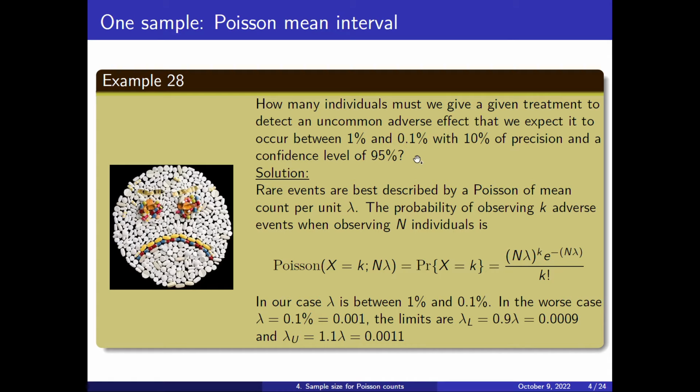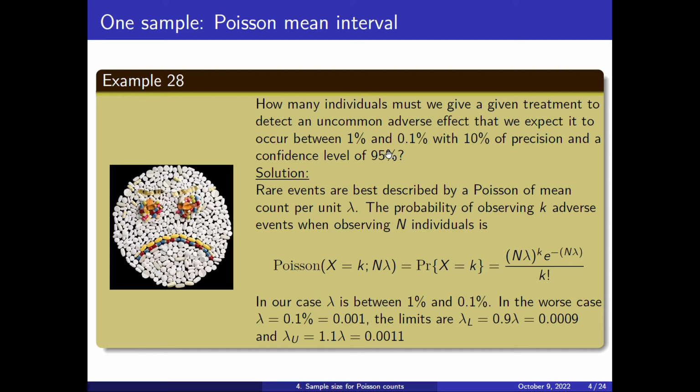And it is a rare effect if it is 1 to 0.1%, or on the contrary, if it is 99 or 99.9%. So in that case, what is the rare event is the opposite. These are the tools to deal with probabilities in the extremes of the 0-1 range of probability. We want to construct this Poisson count mean with 10% precision and a confidence level of 95%.